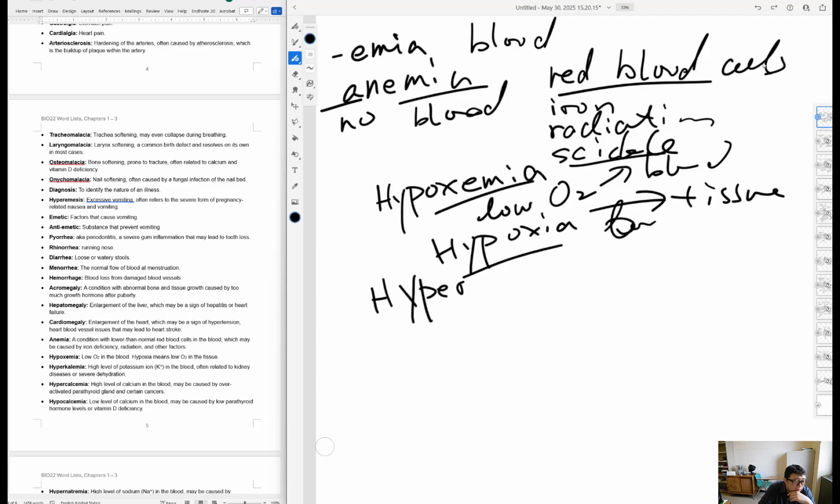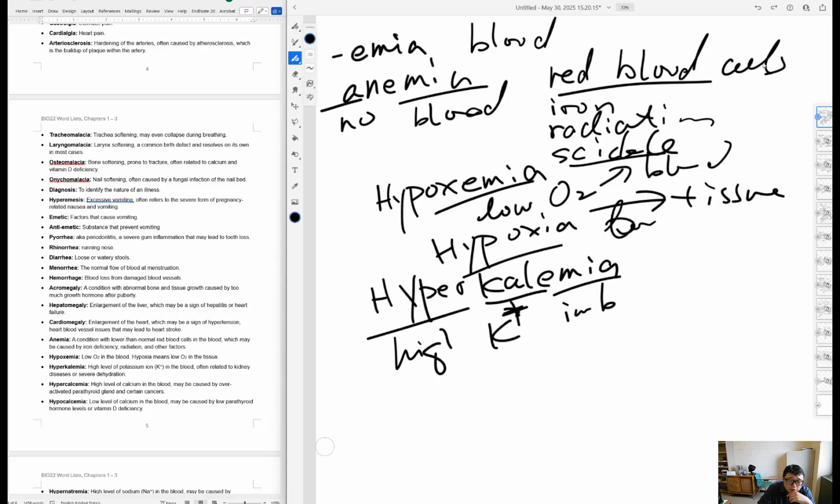For hyper, meaning high, hypercalcemia means high calcium in the blood. What can cause this one? In many cases, the kidney is supposed to get rid of the excess calcium in the blood. But if you have too much, the kidney cannot get rid of it. And then also very severe dehydration.